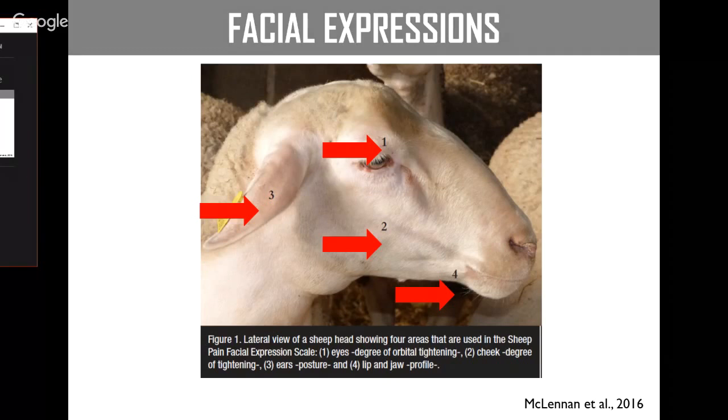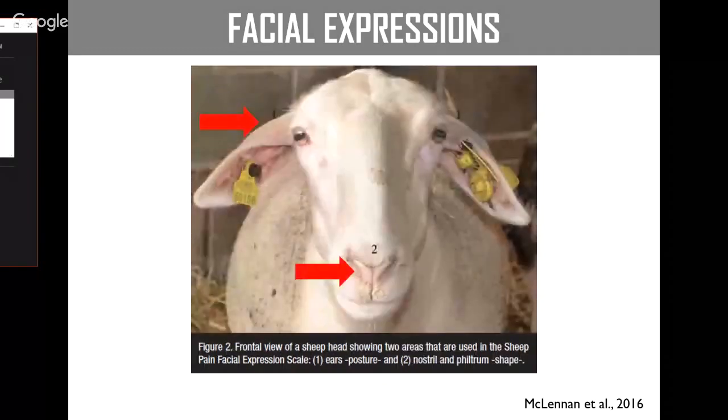If you look at the sheep's frontal view, then again you have two items: the ear position, which has to be assessed from both the lateral and the frontal view, and then the nostril and philtrum shape. And with these 6 items, you may end up having a score which will provide very useful and valid information on the intensity of pain the animals are feeling.